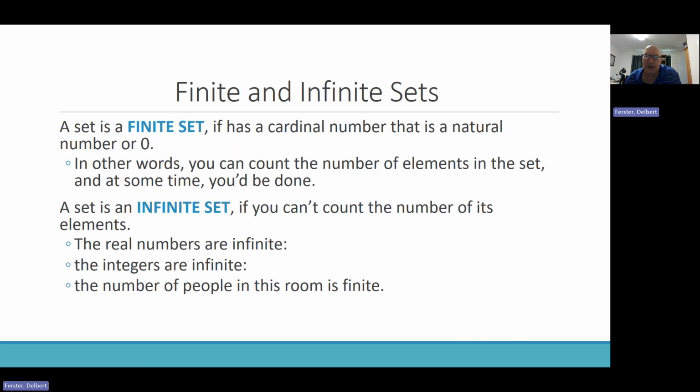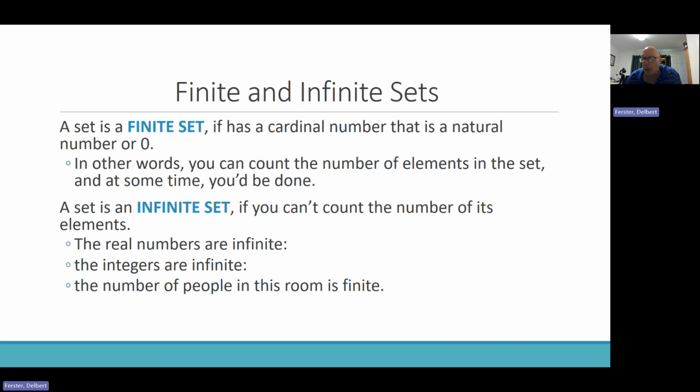Finites and infinites. So a set can be one or the other. You can either count all the members and eventually be finished, or you can't count all of the members. The real numbers are infinite. They go on and on and on. So we could represent them with the use of the dots. The integers are infinite. Same kind of an idea. The dots would be helpful.